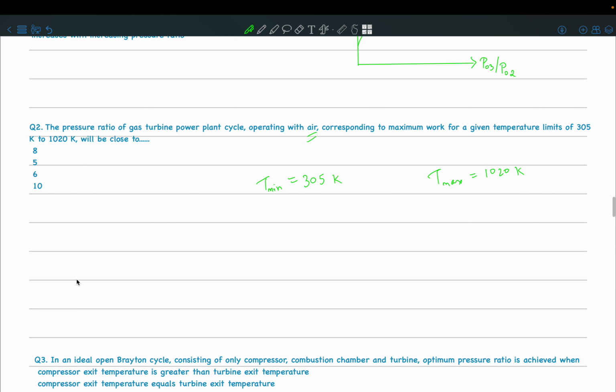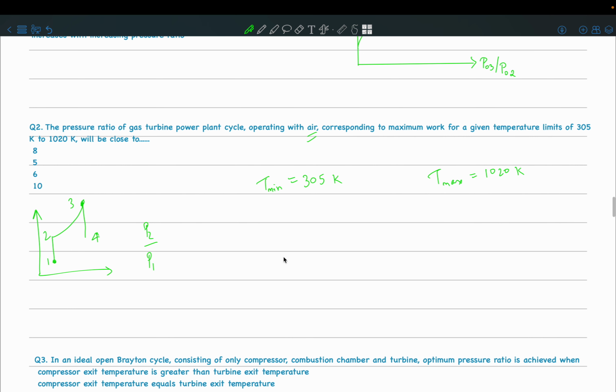So what is the formula? What do we need to use here? Remember, for an ideal gas turbine cycle or ideal Brayton cycle, what is the pressure ratio defined as? This is 1, 2, 3, 4. Minimum temperature is at state 1, and maximum temperature is at state 3. The pressure ratio is P2 by P1. So this is what is asked.